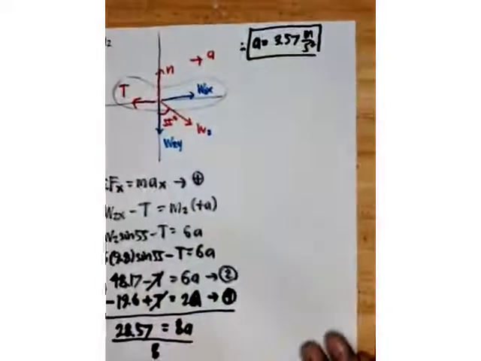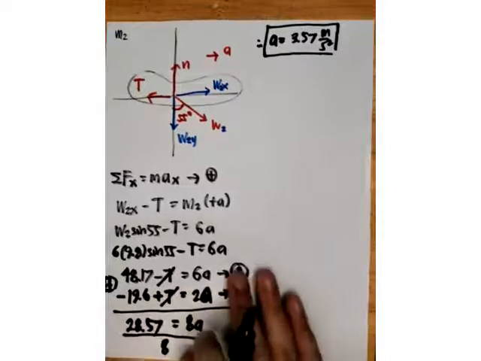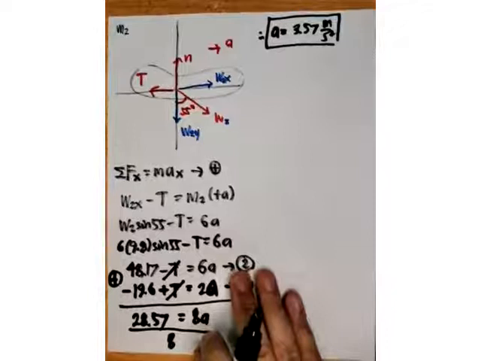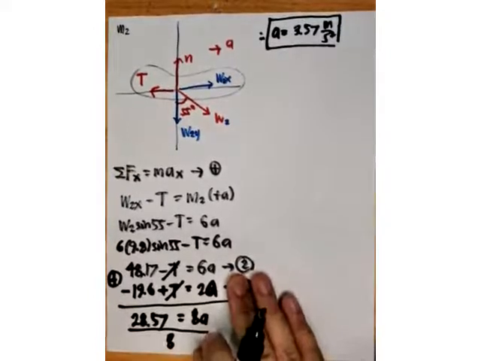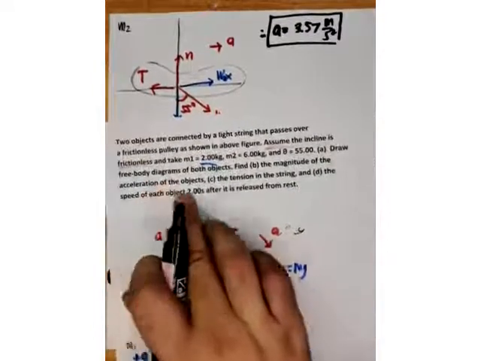Is the computation correct? Okay, 3.57. So we have found letter B, the acceleration is 3.57. Now let's go to the tension.